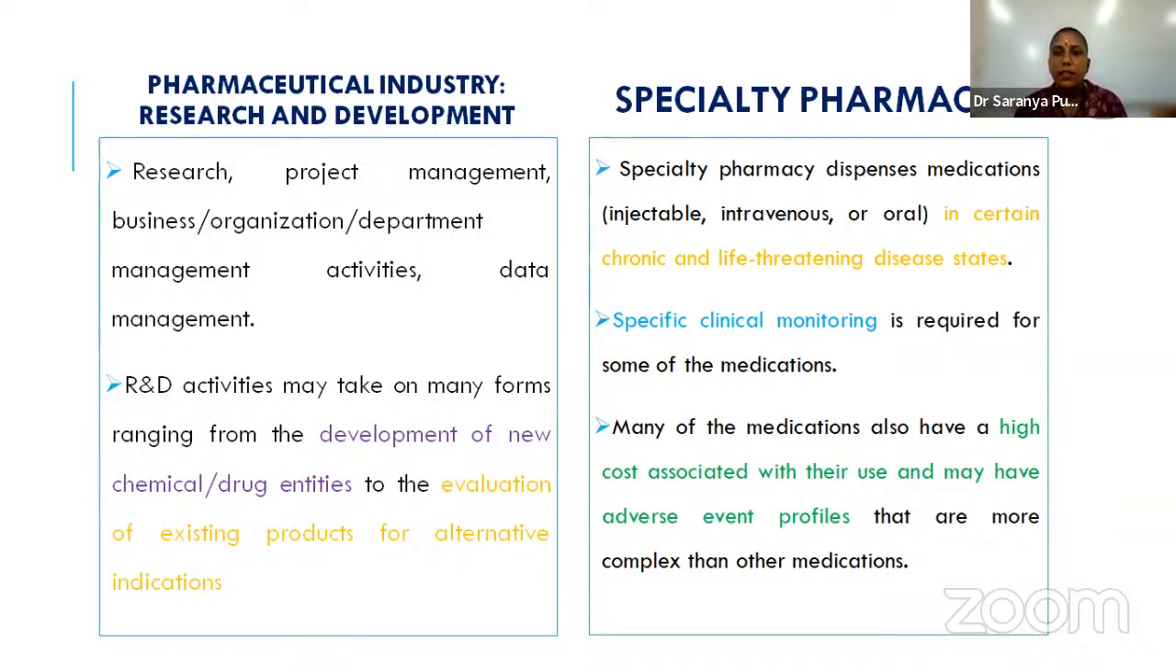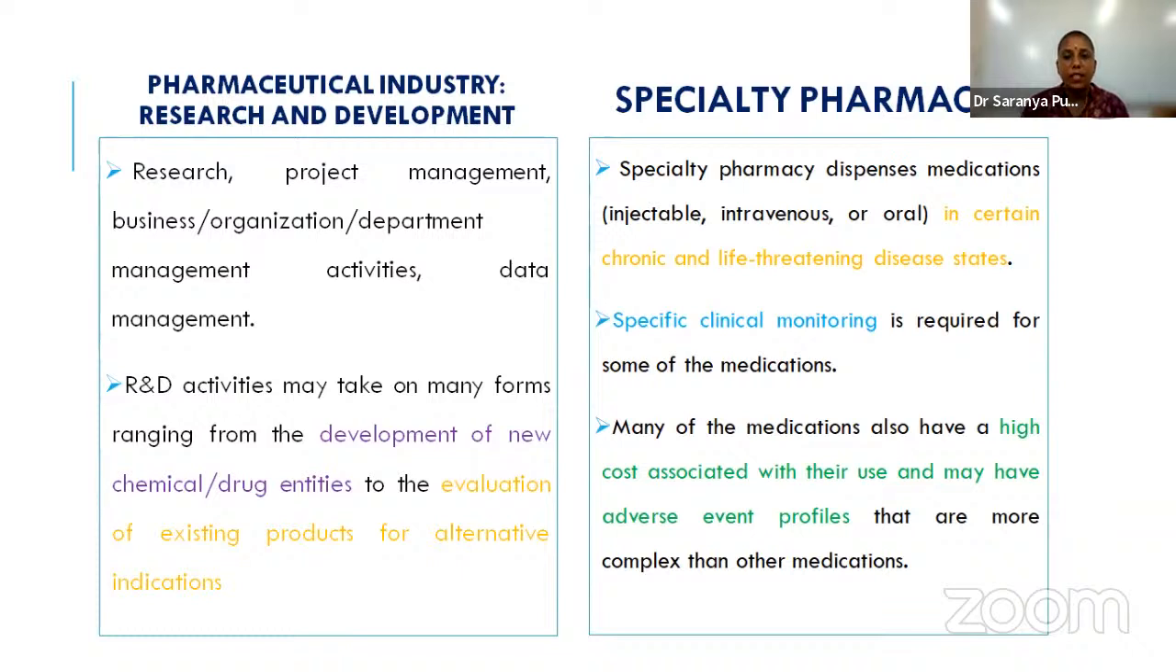Specialty pharmacy: in this, the pharmacist dispenses medications like injectables, intravenous, oral medications, in chronic and life-threatening disease states. So it could be a diabetic specialty, it could be a tuberculosis specialty, like that, specialty pharmacy. In life-threatening disease states also, you will be helping the patient. There will be specific clinical monitoring.